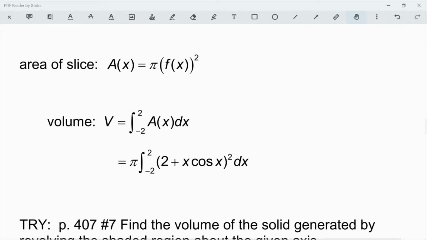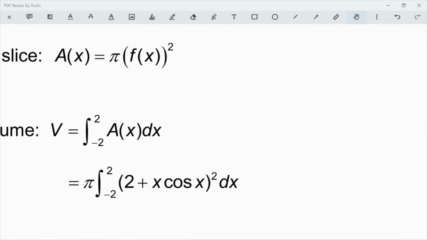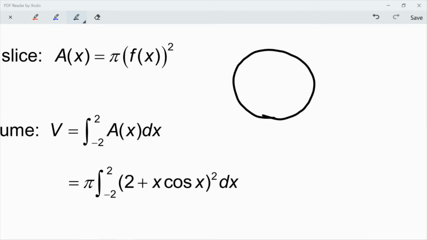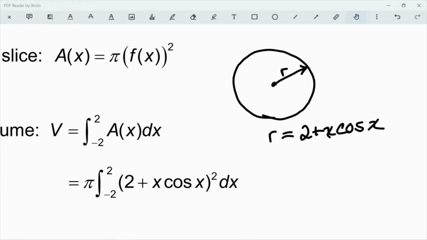So if you wanted to visualize, okay, what does the cross-section look like this time? Essentially, here's my cross-section, that's a circle. We've got this radius here, and the radius that I would calculate this time is 2 plus x cosine x. And again, when you first start these, you might want to draw these cross sections because it'll help make it clear in your mind what exactly is important from the geometric standpoint of the problem.